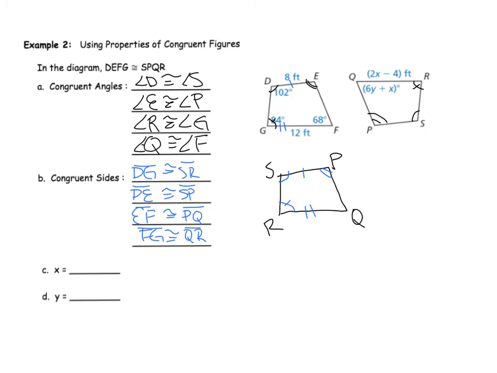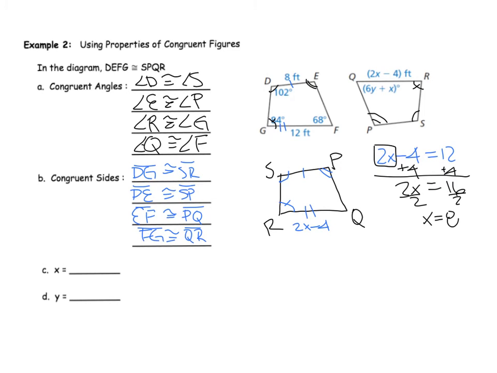Now they want us to solve for x. So to solve for x, I notice that X is located here where QR is. So that is 2X minus 4. And I know that RQ is congruent to GF. So therefore, I can set 2X minus 4 equal to 12. We're solving for X here, so I'm going to add 4. We get 2X equals 16. Divide both sides by 2, and we get that X is equal to 8.